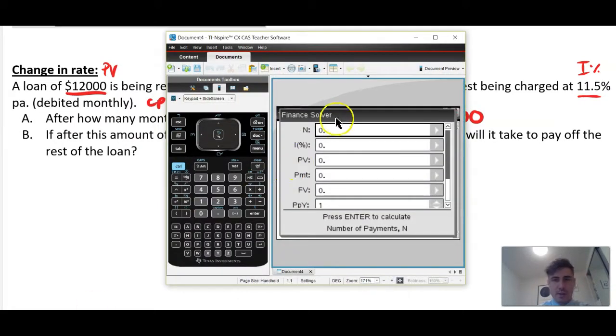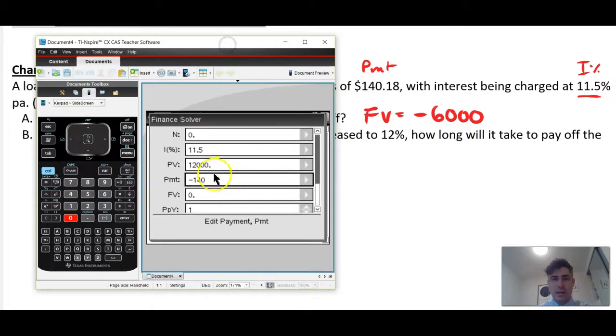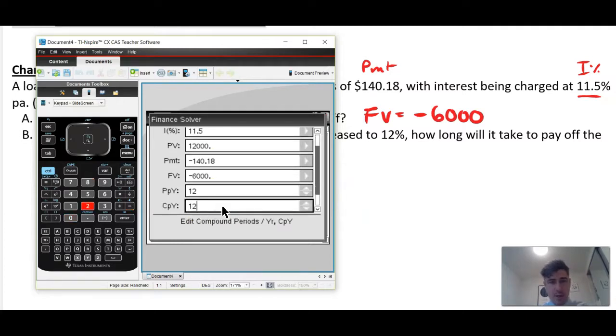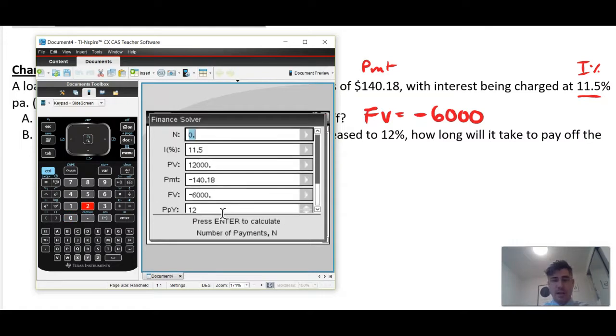So let's just type all those in now. We don't know what N is, that's the unknown. I is going to be 11.5. To hop through these, just press tab, it's quickest. PV is 12,000 positive because it's gone to the person. PMT is negative $140.18, and it's negative because they are paying that back to the bank. FV we're going to put as $6,000, but it's a negative $6,000 because it's still owing to the bank. And PPY is 12, CPY is 12. So this will give us a value of N.